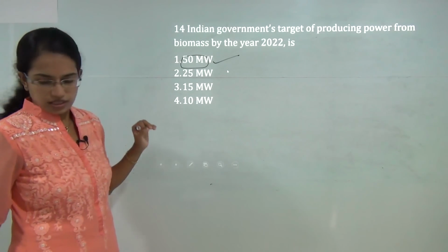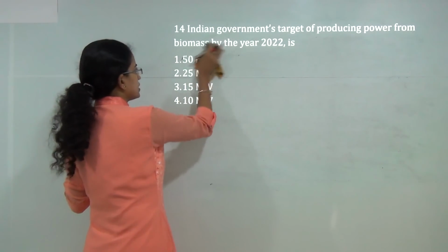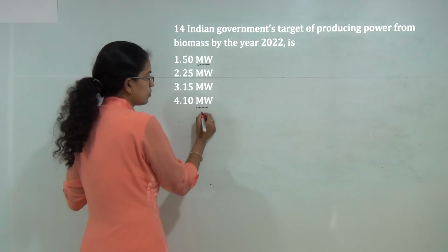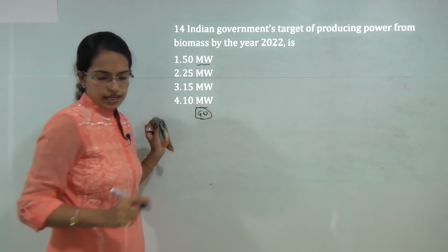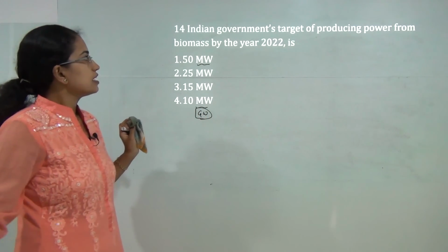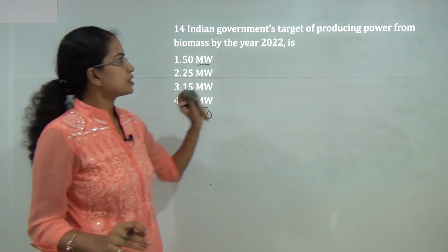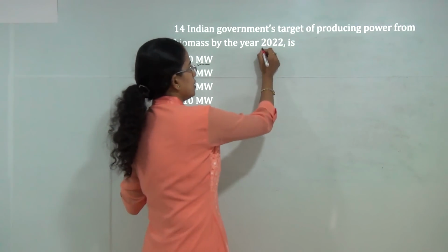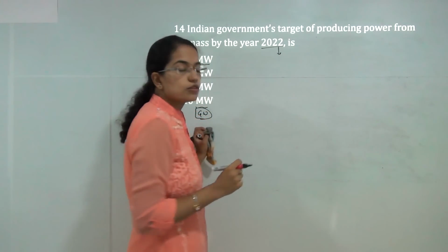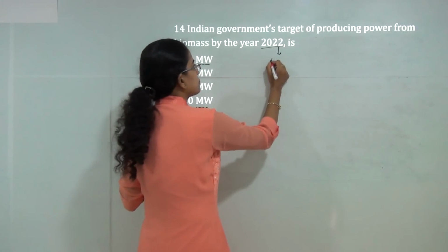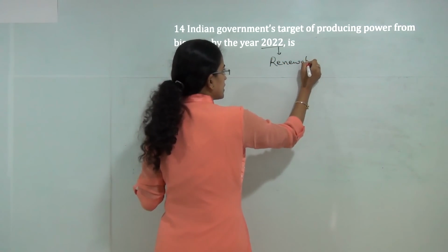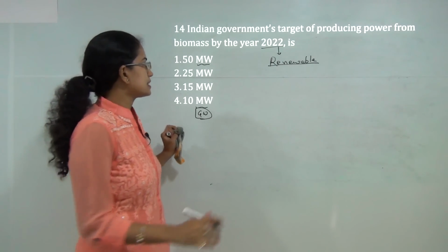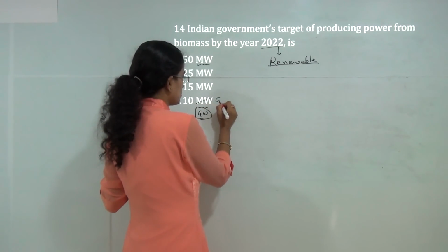The next is, this is a part of the budget speech that was laid down and there is some mistake in the question because the values should not be in megawatts, rather they should be in gigawatts. Now what is asked here is the government's target of producing power from biomass by 2022. Now by 2022 the government has released the budget that focuses on renewable energy, and it has given the targets for various kinds of renewable energy. These are not megawatts, these are gigawatts.